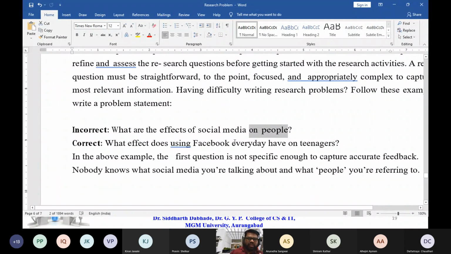That's why we need to be specific, narrow, and concentrated in the research work we do. The correct one is: what effects does using Facebook every day have on teenagers? That kind of alternative is the correct research problem you need to decide. So instead of taking a vague, very high-level, complicated problem, from that complicated problem you need to select a specific point or problem, and then go for the research.